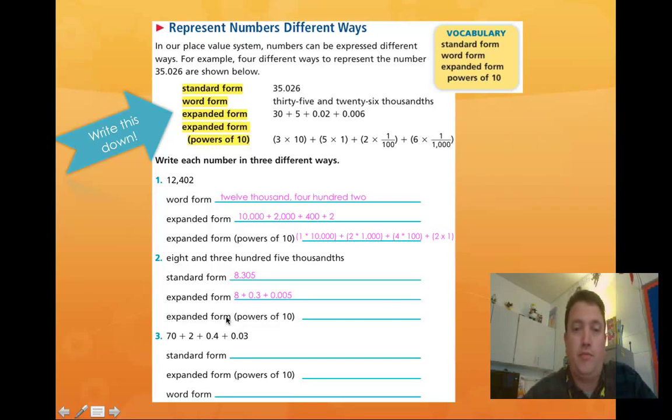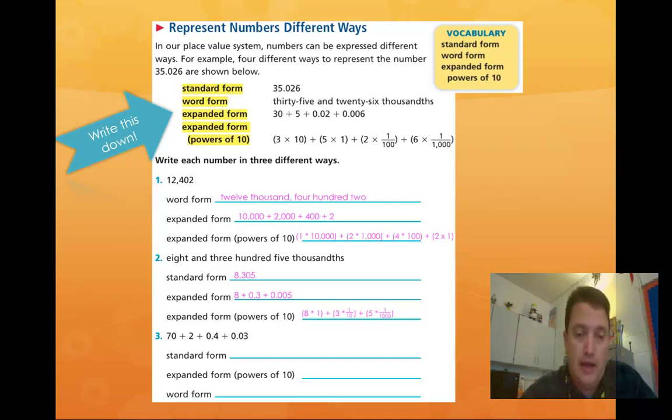In expanded form with powers of 10, that'd be 8 times 1 plus 3 times 1/10, and you could put that as 0.1, plus 5 times 1/1,000. Okay, and you could do that as 0.001 if you wanted to.